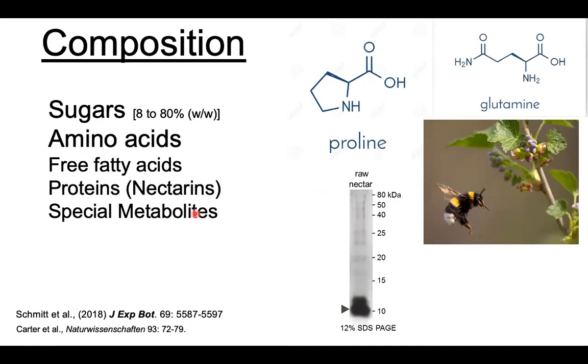The other thing that is very rich in nectar is special metabolites, which is something we are just starting to look at. All these constituents are important for dictating the health of the pollinator, because pollinators are known to forage on certain kinds of nectar and certain kinds of flowers. So connecting the chemistry of the nectar with the health of the pollinator is something we are trying to understand as time goes by.